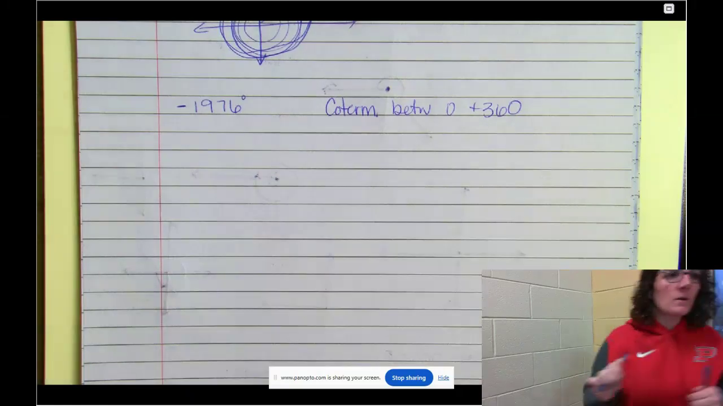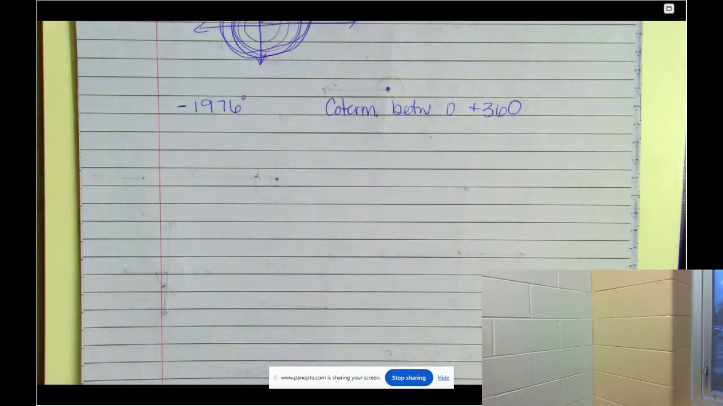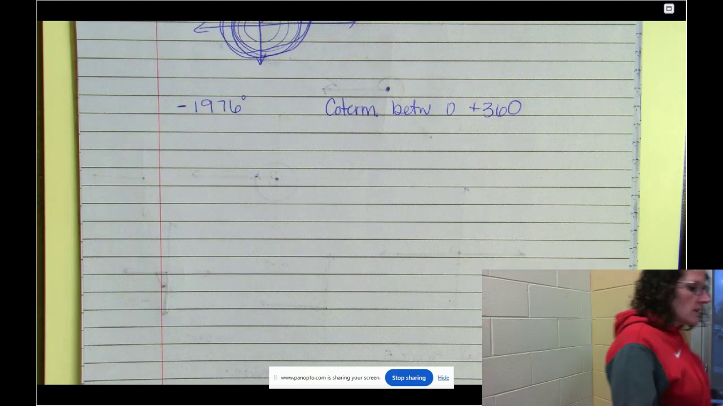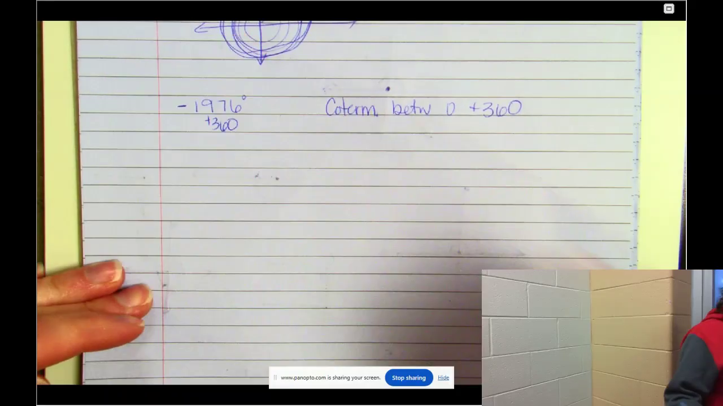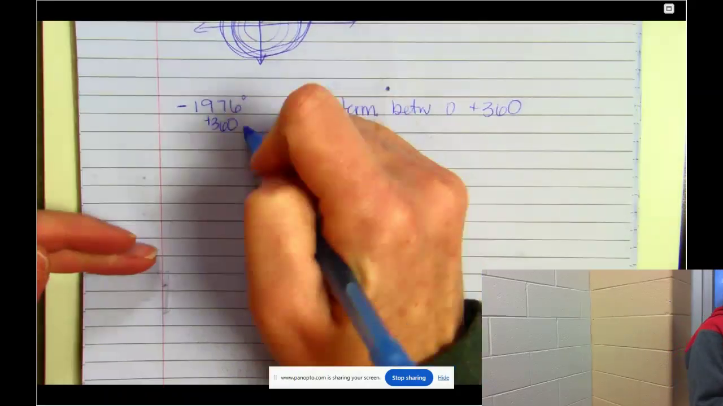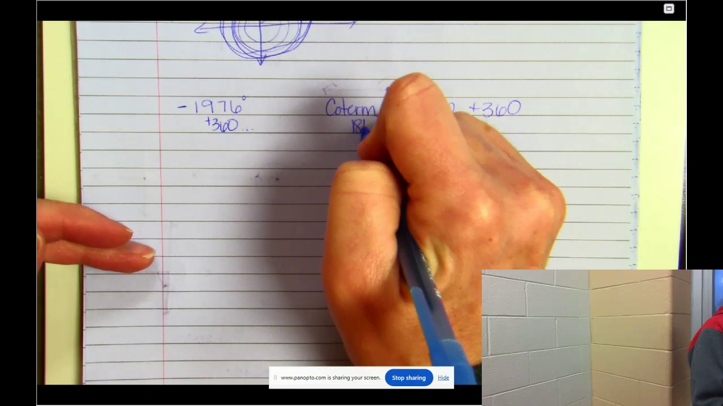Okay, so here's my question. If you take your negative 1976 and start subtracting 360s, what will happen? You're going to go more negative. So what do you have to do? You add the 360s on this one, so you're going the other way around. So what do you get? Yep, 184 degrees.